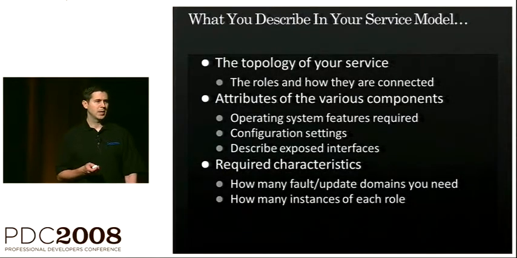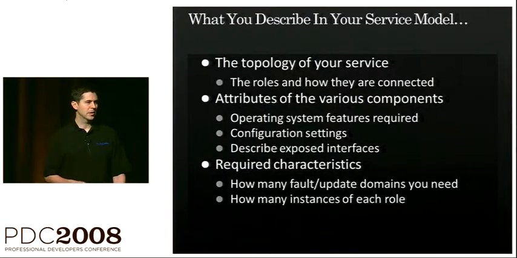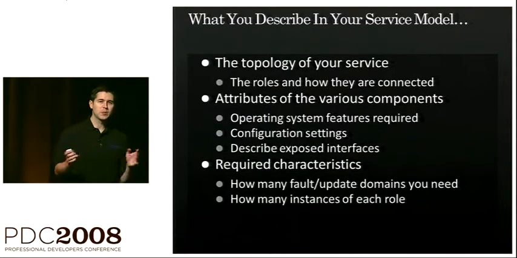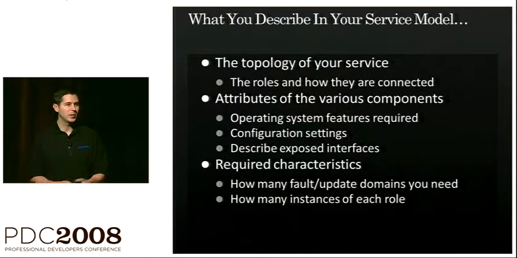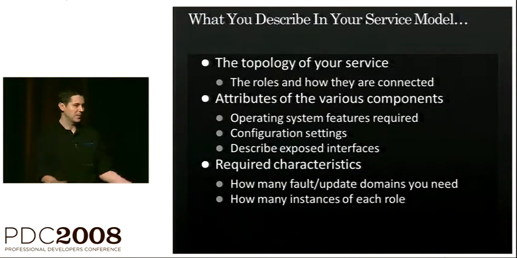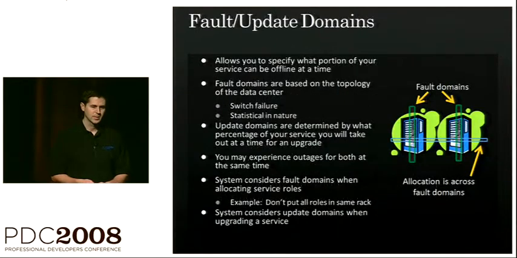Finally, you can define things such as fault domains. I mentioned earlier that when you allocate or find resources within an existing data center, you don't want to grab a bunch of machines on a single rack, for example. If you did, a single switch failure might take your entire service out, or a single power failure. So you might want to scatter things around. You can also, in the model, describe how many instances of various services you want.